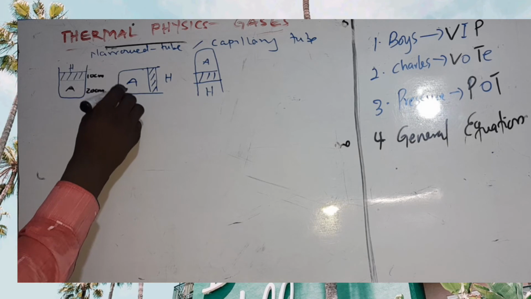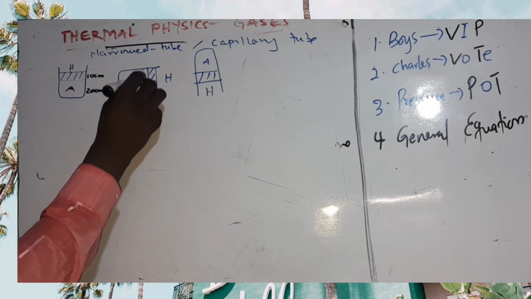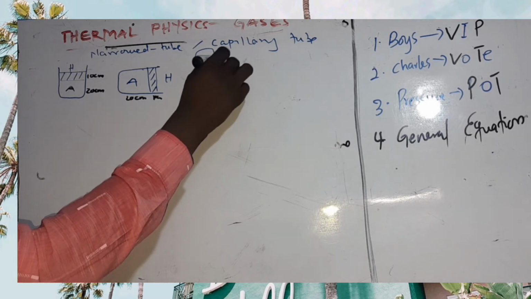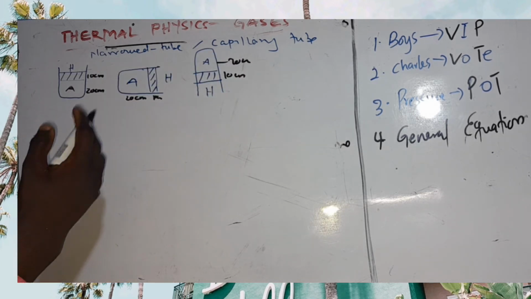Let's say the air column here should be 20 centimeters. Let's say the mercury is 10 centimeters. The mercury is 10 centimeters, and then the air column is 20 centimeters. They can now ask you to find the atmospheric pressure.